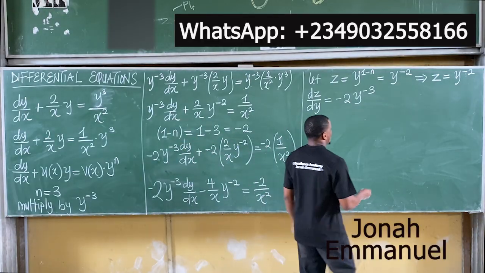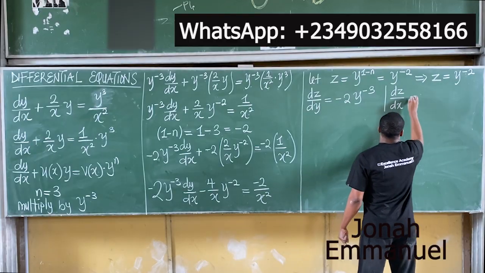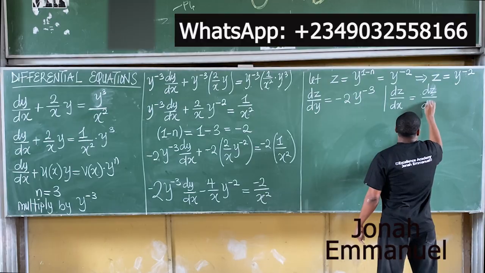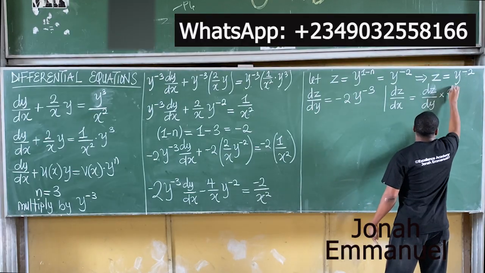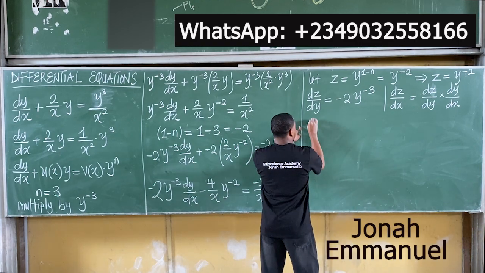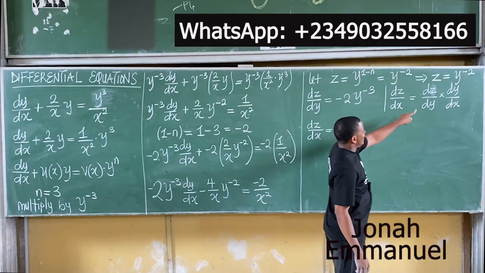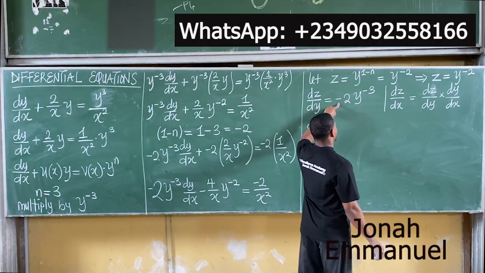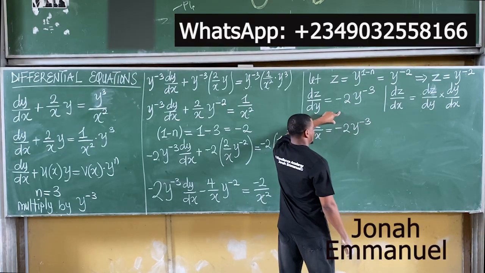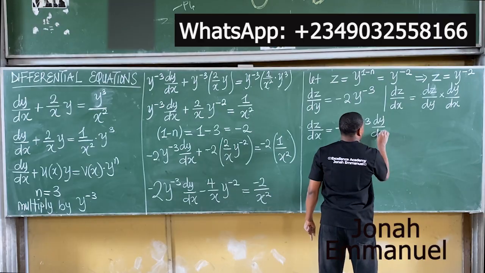From chain rule, we said that dz over dx is equal to dz over dy times dy over dx. What that means is that dz over dx is equal to, what's the value for dz dy? This one here, that's minus 2y to power minus 3, into dy dx. So this dy over dx.